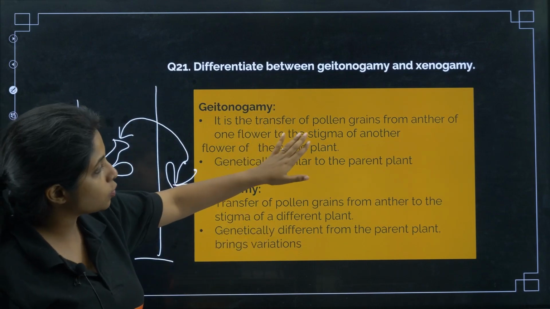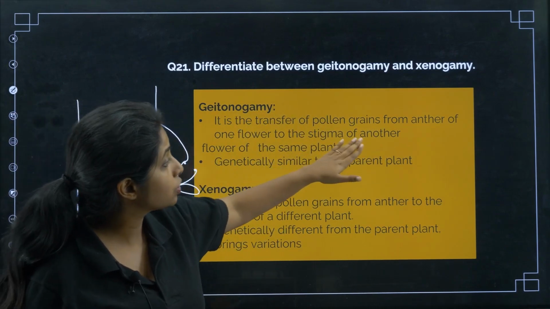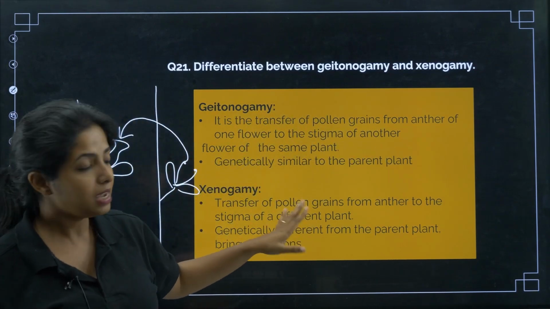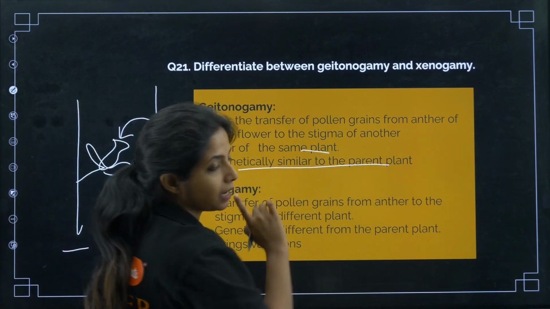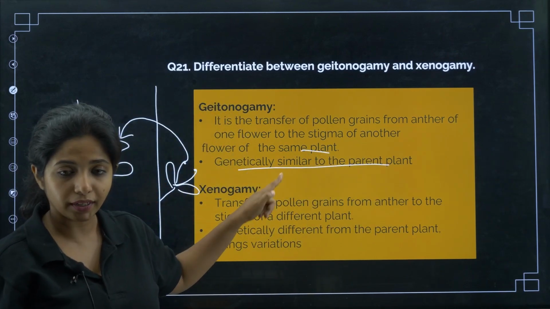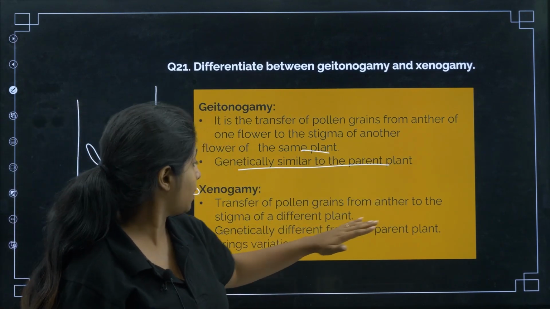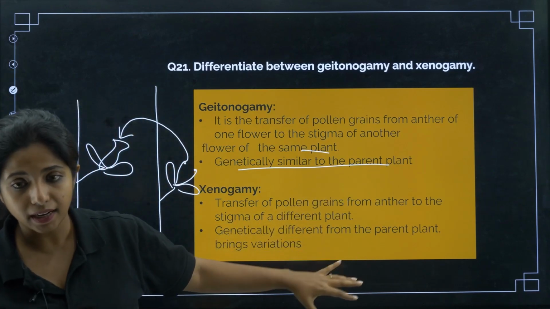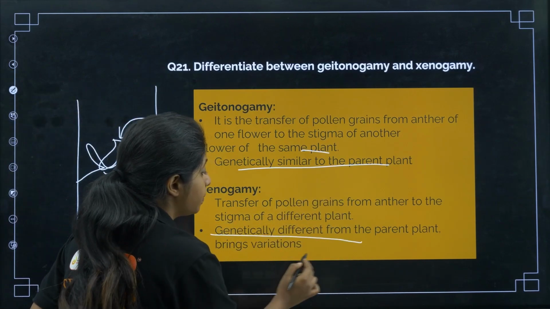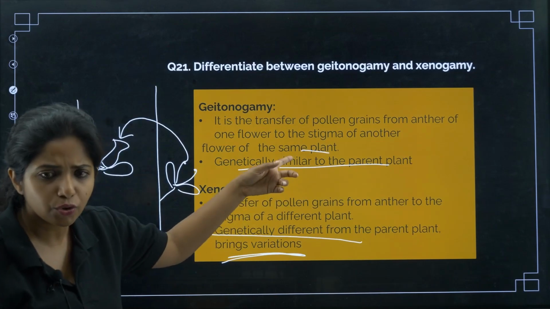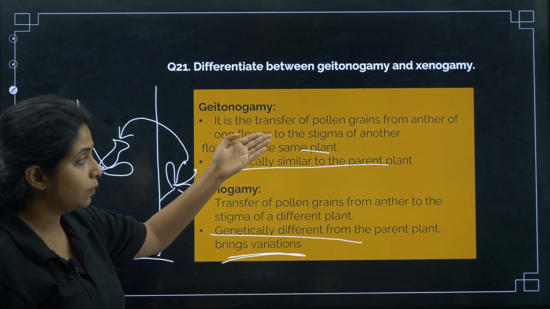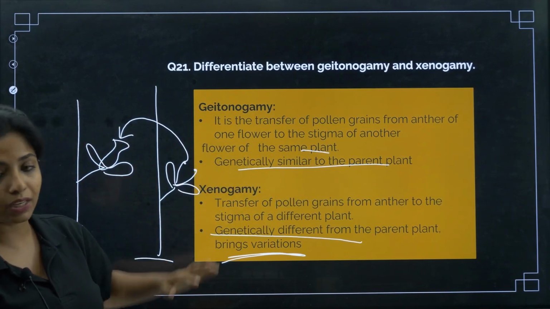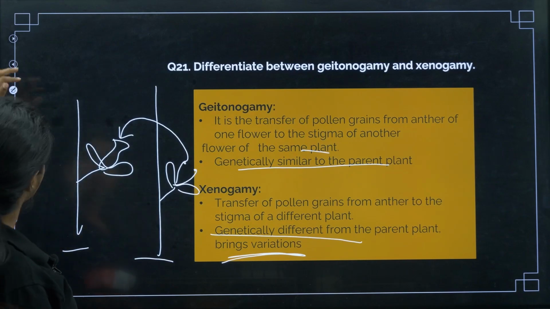So geitonogamy is a transfer of pollen grains from the anther of one flower to the stigma of another flower of the same plant, genetically similar to the parent plant. Agree? So this is the next point. Now here, transfer of pollen grains from the anther to the stigma of a different plant, genetically different from the parent plant, and this brings out variation. Over here, do you find variation? That could be another point. Not much variation is going to be seen over here, because it is the same plant only, right?